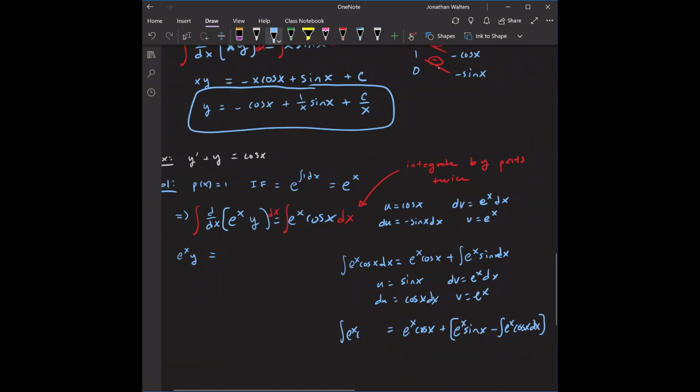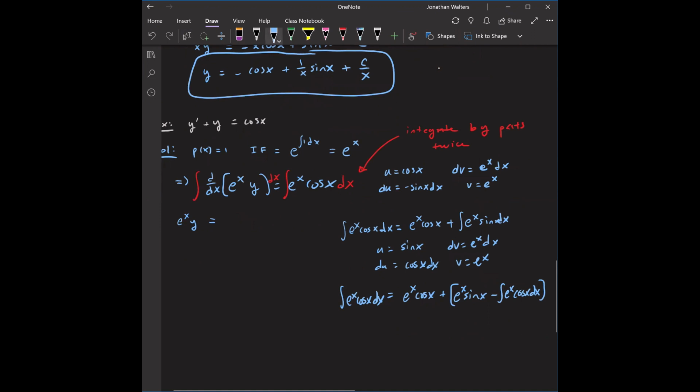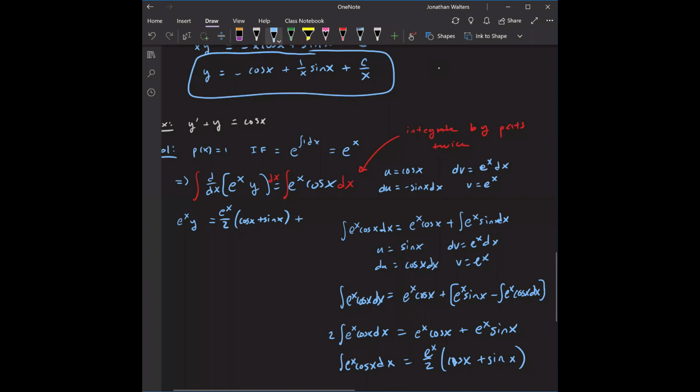And that's the integral of e to the x cosine x dx. And now we have the integral of e to the x cosine x on both sides. So I can move a 2 over here: 2 times the integral of e to the x cosine x dx equals e to the x cosine plus e to the x sine, which means this integral of e to the x cosine is e to the x over 2 multiplied by cosine x plus sine x, plus c. So that's a throwback to Calc 2, just doing some serious integration by parts to get that integral.